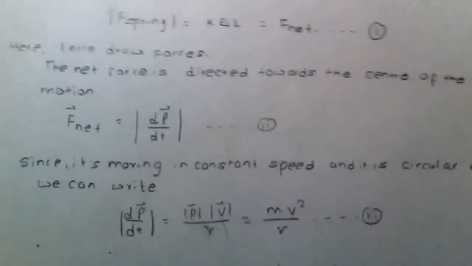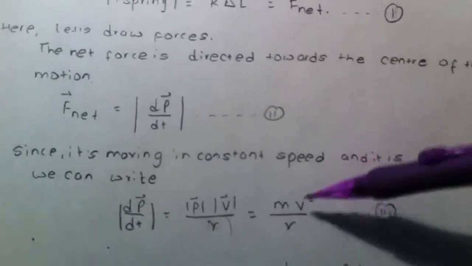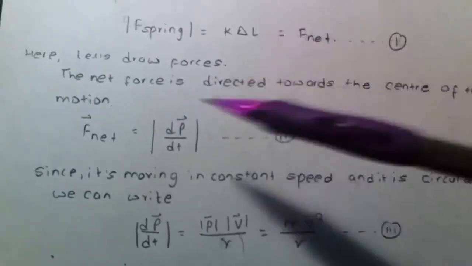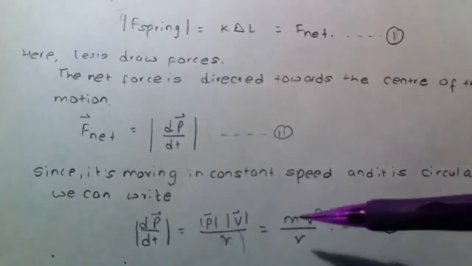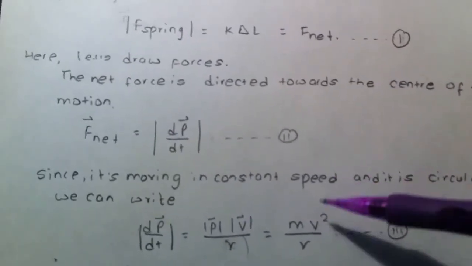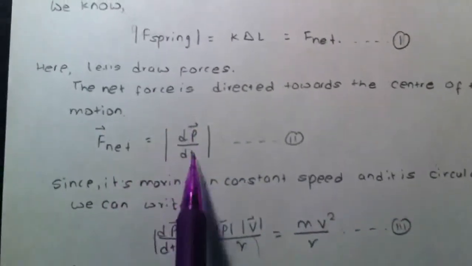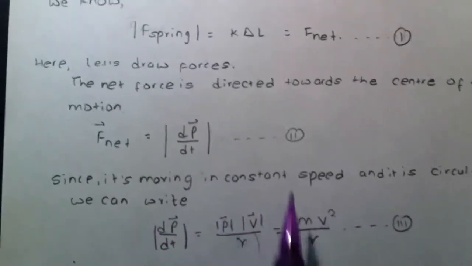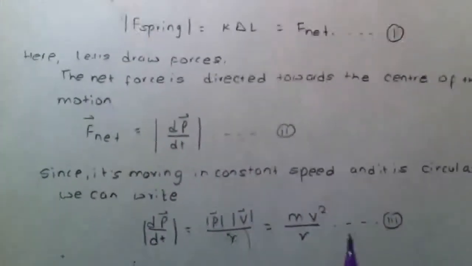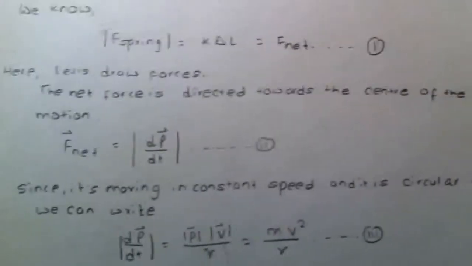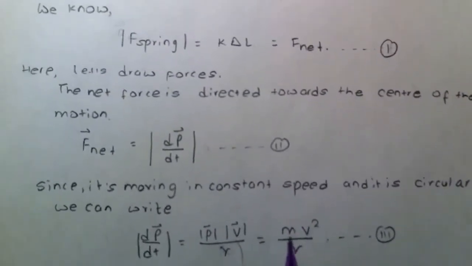Now, what are we interested in? We're interested in finding v. So we have F net given, we have mass given, we have radius given, so now let's find v. To find v, we can combine these equations. Right here we said F net equals dP over dt, and dP over dt, since it's a circular motion with a constant force and a constant speed, is m v squared over r. So we can say m v squared over r equals F net. So F net equals m v squared over r.